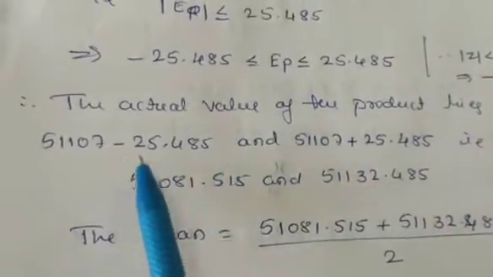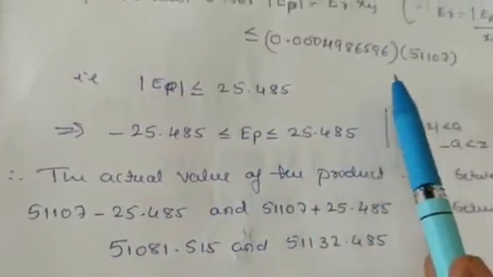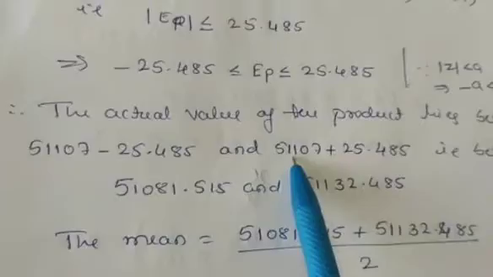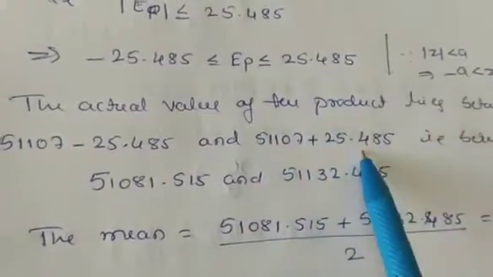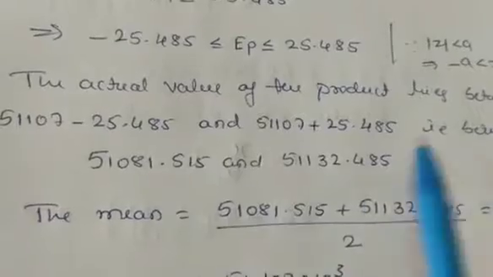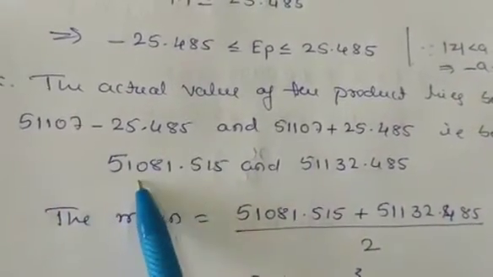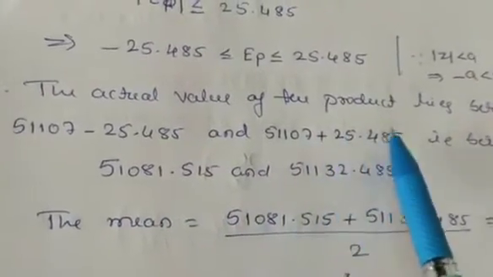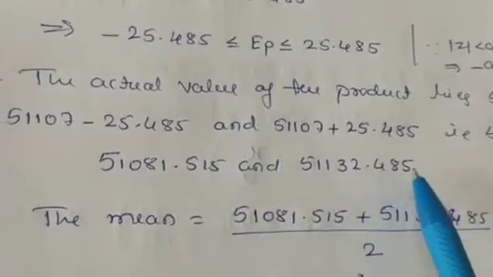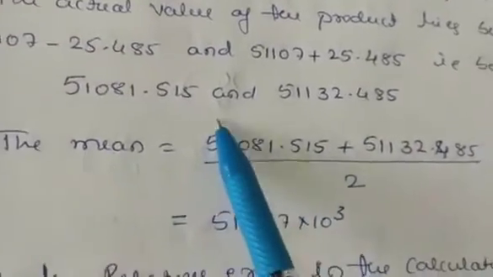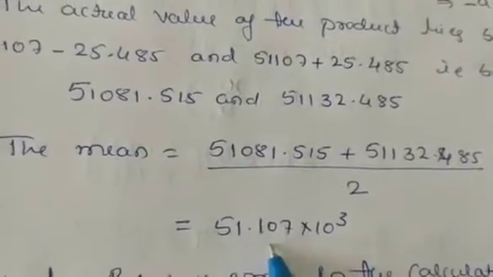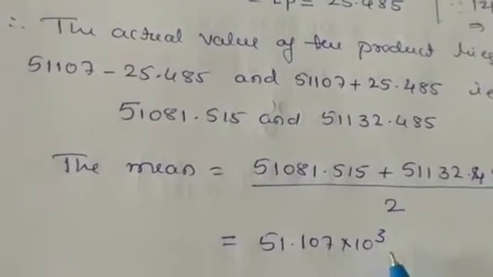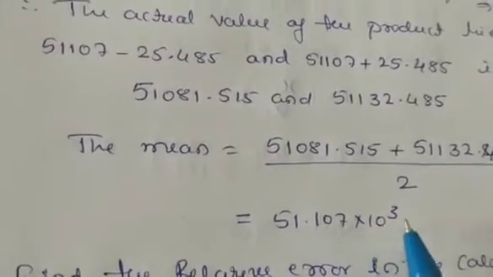The product of the two numbers is 51107, so it lies between 51107 minus 25.485 and 51107 plus 25.485. The difference of these two is 51081.515 and if you add these two you will get 51132.485. The mean of these two, adding these two and dividing by 2, we will get 51.107 into 10 raised to minus 3. So this is the result here, the mean value of these two.